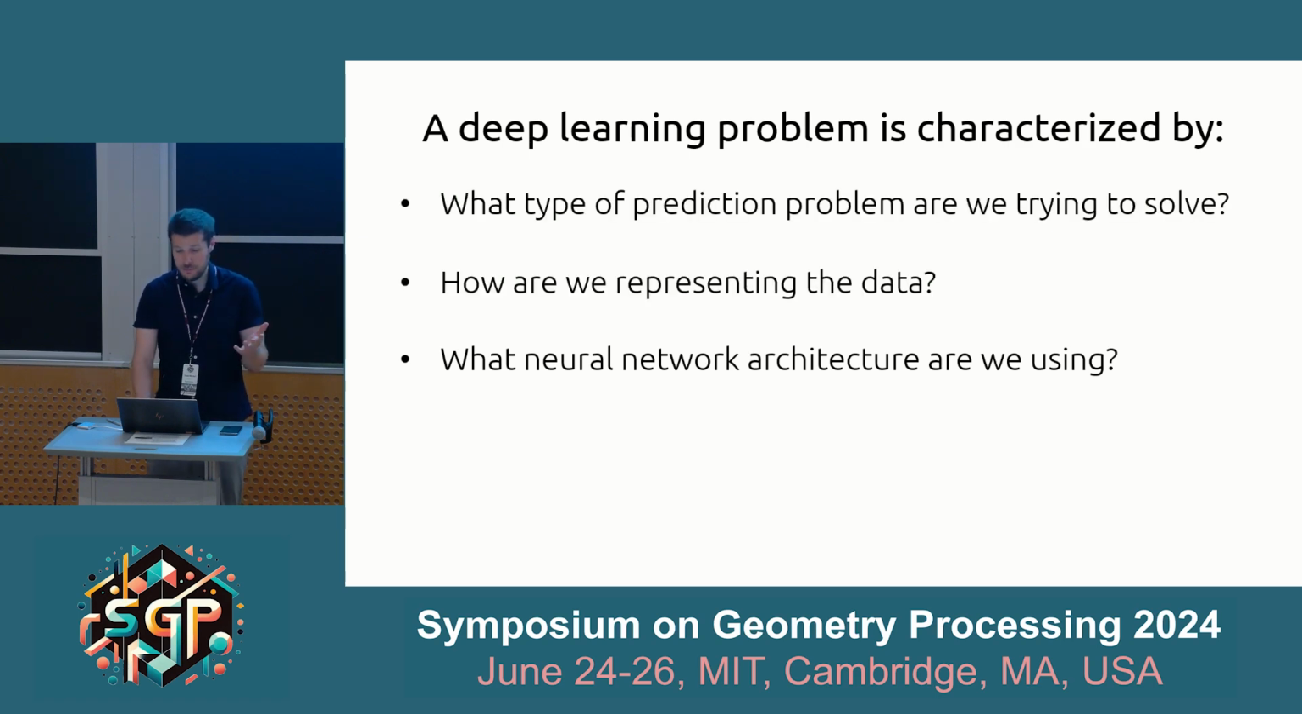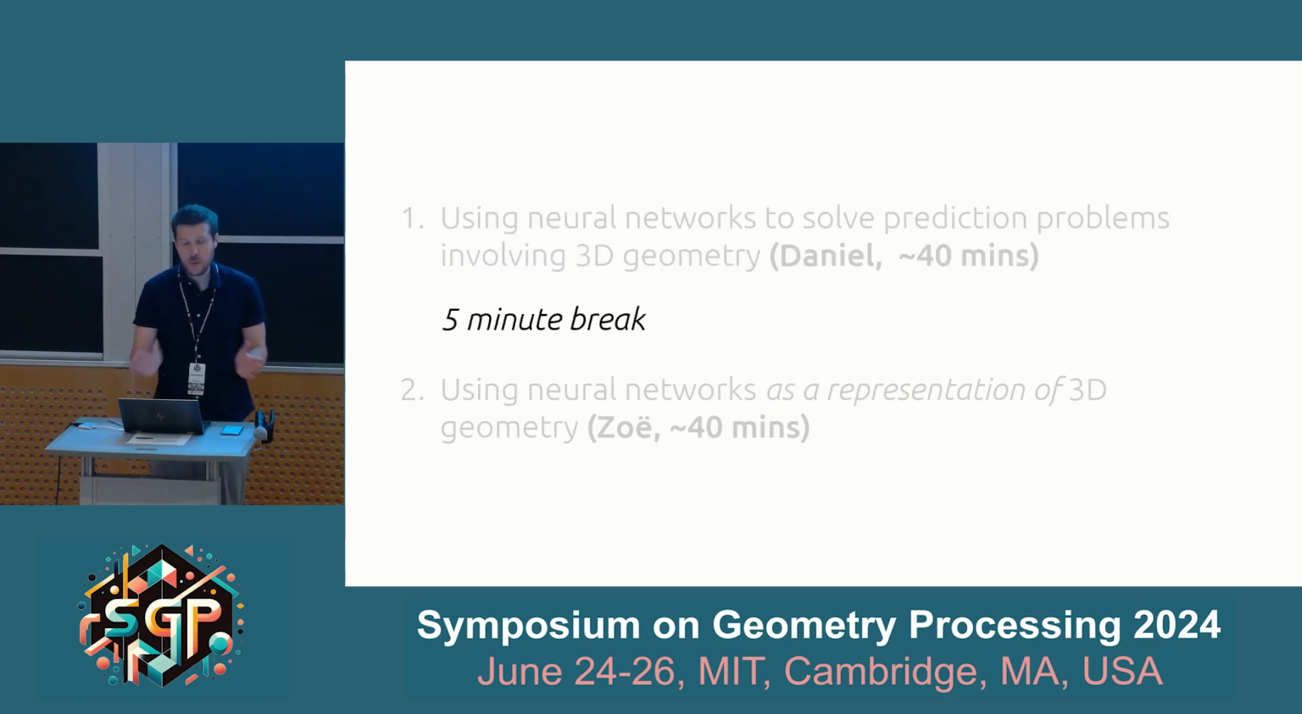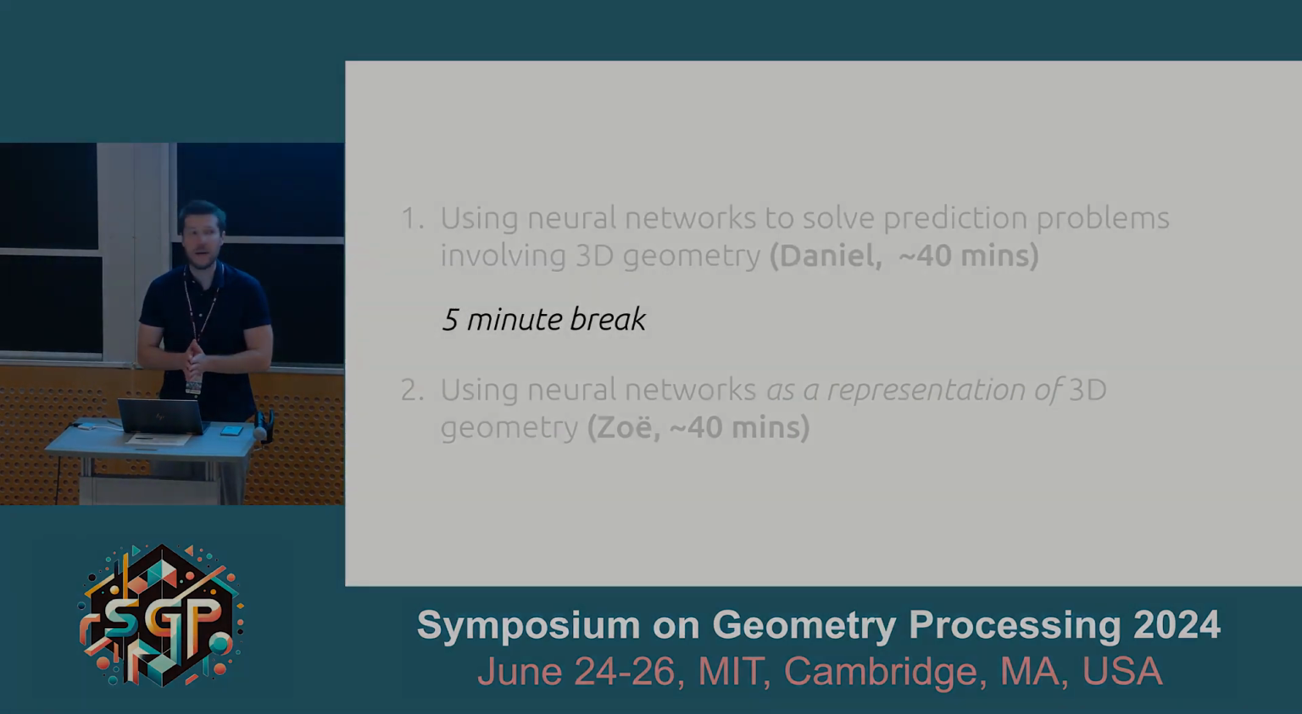OK, so that wraps up my brief discussion of neural net architectures for geometry, which means we've talked about, at least at a high level, the answers to all of these questions, which means we are finished with my part of the course. So only a few minutes late. So at this point, we'll take a quick 5-minute break, and then we'll come back.